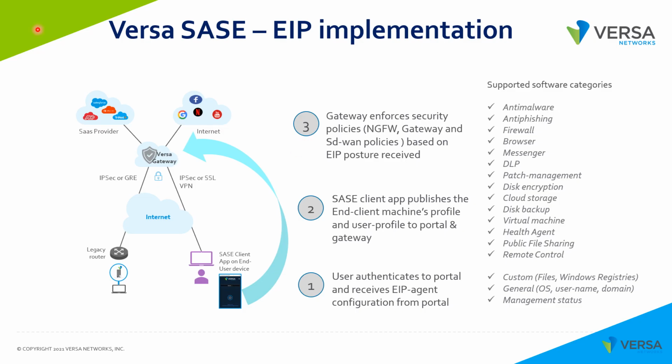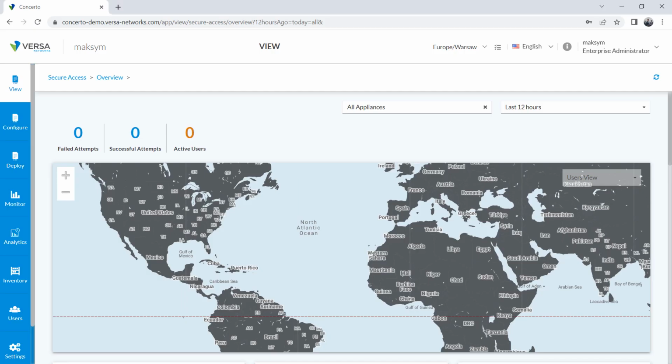So let me go to my Concerto interface, and first let's create endpoint profiles that we need. In this case, my goal is to reject any endpoint device that has TeamViewer installed. Also, I like to verify that Avast antivirus is installed and properly running on the system, then I will allow access. And lastly, if this antivirus is not installed or not working, I want to reject access to my corporate network. For Avast antivirus, I will use custom EIP object.